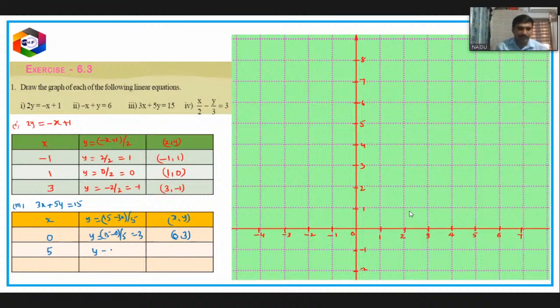And if you take x value minus 5 also, which you can get, but we need a few points, that is enough. So let us try to consider x as minus 5, and we will get minus of minus 5, which will give plus 15. So y will be equals to 30 by 5, which is 6. So this is minus 5 comma 6.